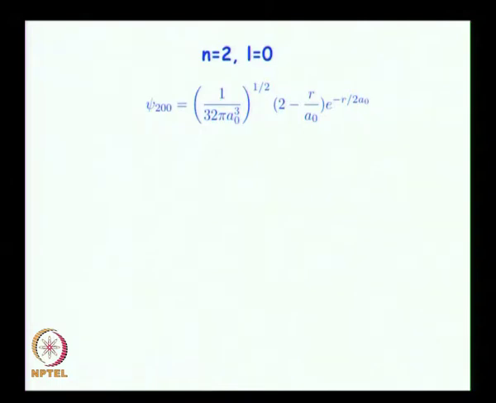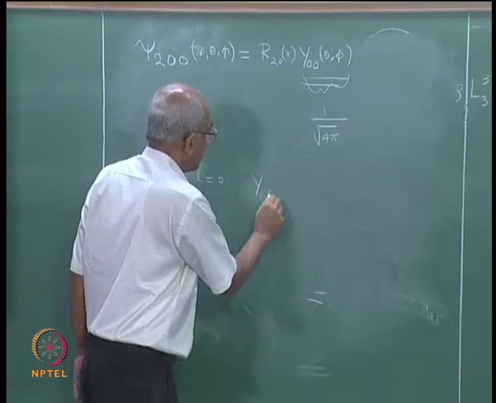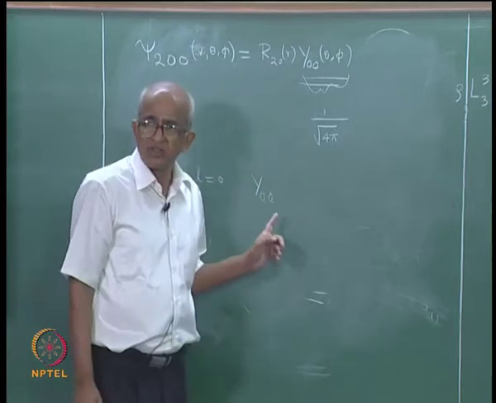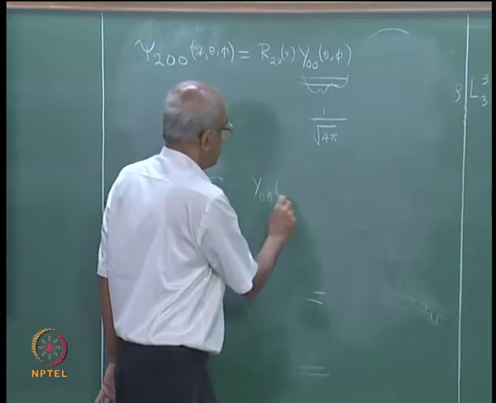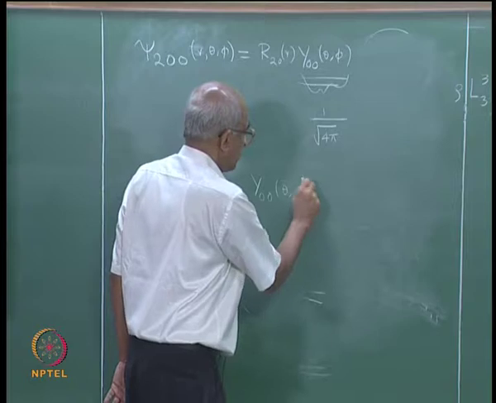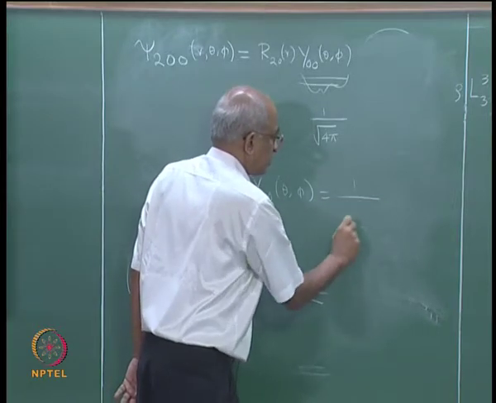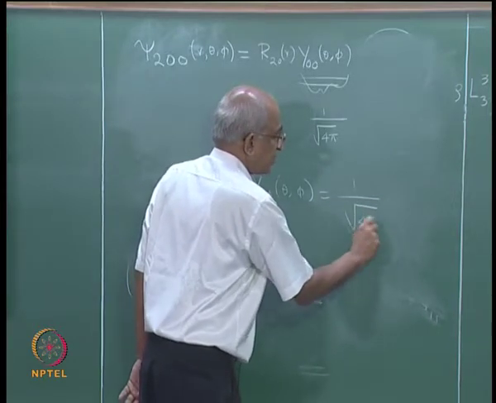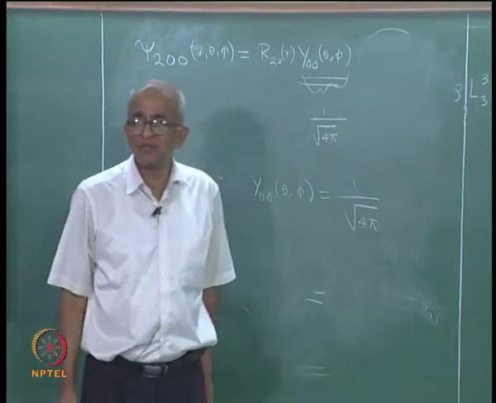Not only this function, if ever you had a case where L is equal to 0, what about the value of M? M has to be 0, and the function that will occur as the angular part will be just y00 theta phi, and it will always be this 1 by square root of 4 pi, it will not be anything else.